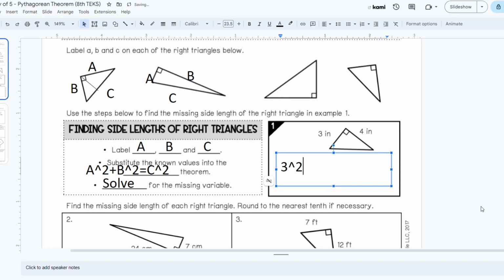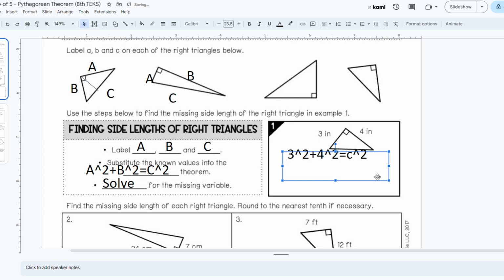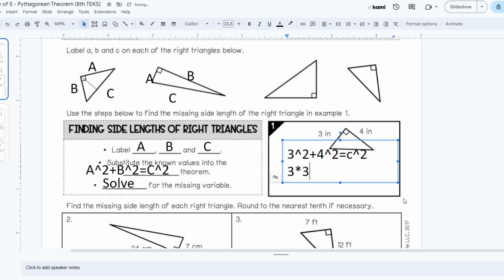A squared plus B squared equals C squared. All right, now I simplify. What is 3 squared? Remember what squared means. Squared does not mean 3 times 2. It means 3 times itself, that many times. So this is 3 times 3 plus 4 times 4 equals C times C.